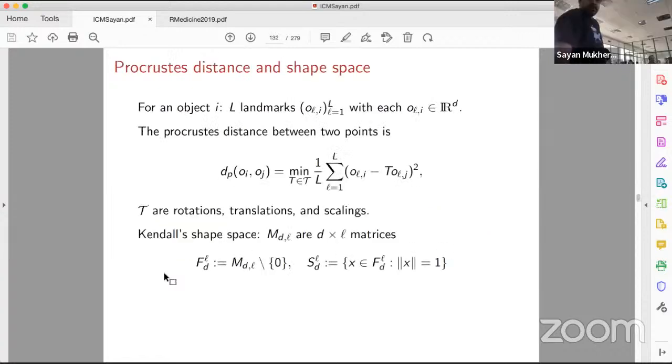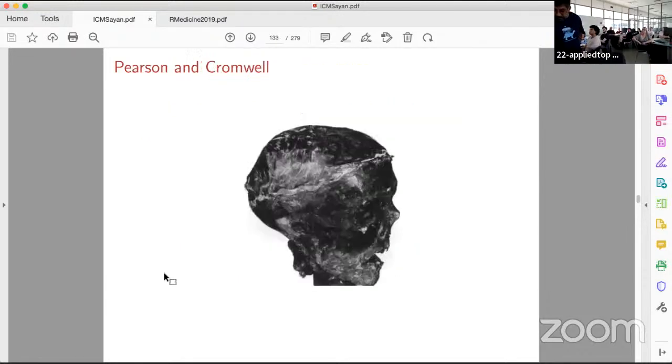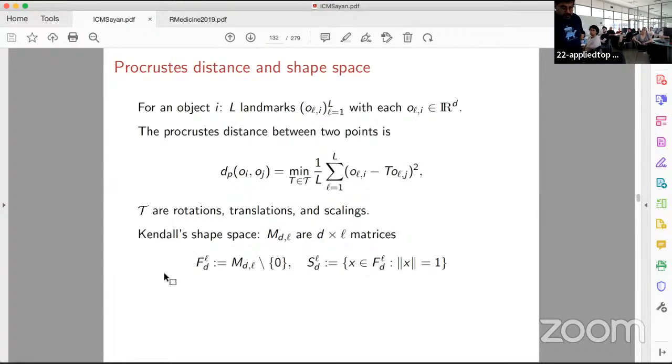Okay, so this is the idea of Kendall, in that you have these points, they're called landmarks. And then I'm trying to minimize the squared error, modulo rotations, scalings, and translations. Some people don't want to do it with scalings, but that's a different issue. And this is a shape space. So essentially, you're looking for an optimal affine transformation. So you need to have the same number of points.